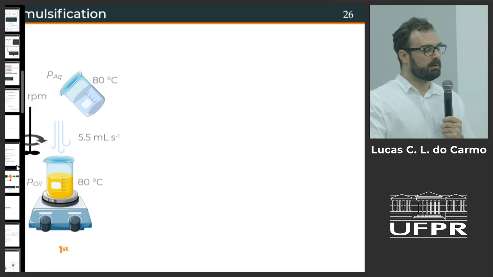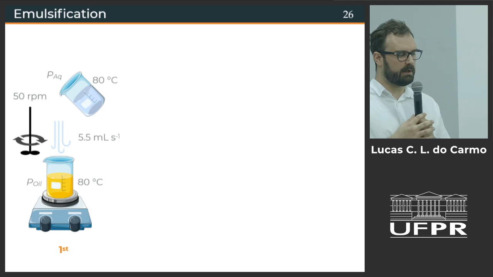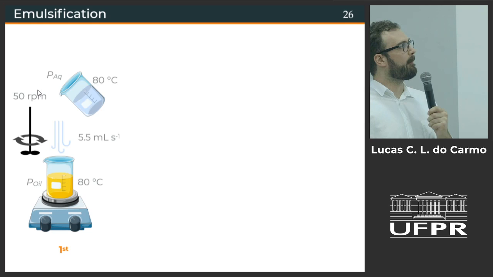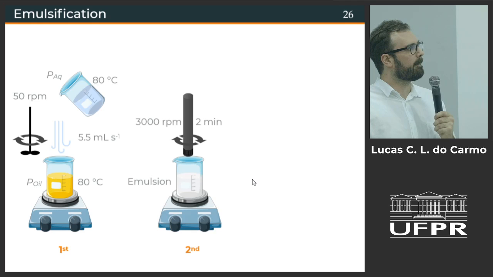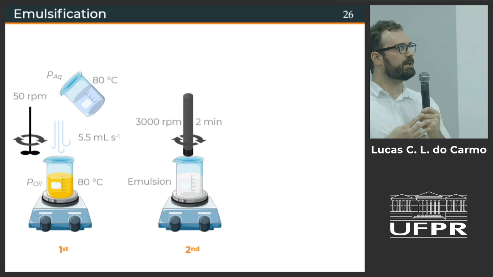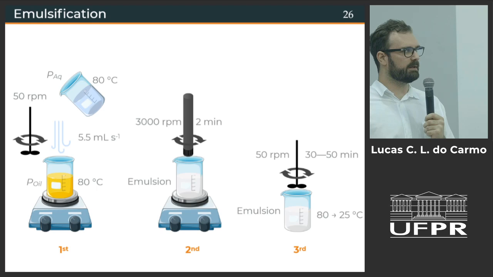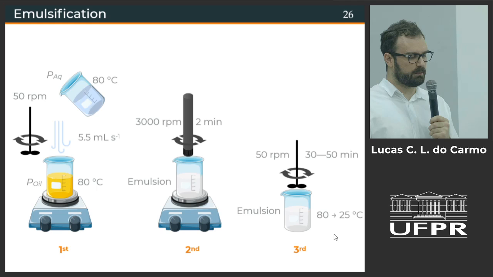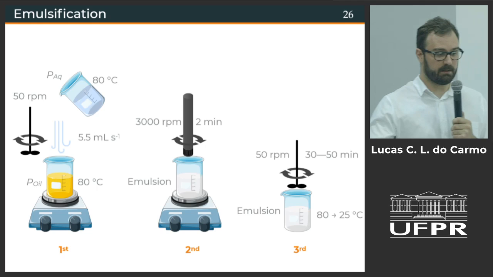The method of producing these creams is described in the national formulary of the Brazilian pharmacopoeia. Both the oil and aqueous phases were heated to 80 degrees. Then the aqueous phase was poured over the oily phase at 5.5 milliliters per second at 50 RPM. The emulsion refining was done using a Silverson high shear mixer for 2 minutes at 3,000 RPM. Finally, for the cooling stage, it was immediately agitated at 50 RPM with a helix paddle for 30 to 50 minutes until it reached roughly 25 degrees Celsius. After that, the formulations were covered with PVC paper and stored at ambient temperature for maturation.